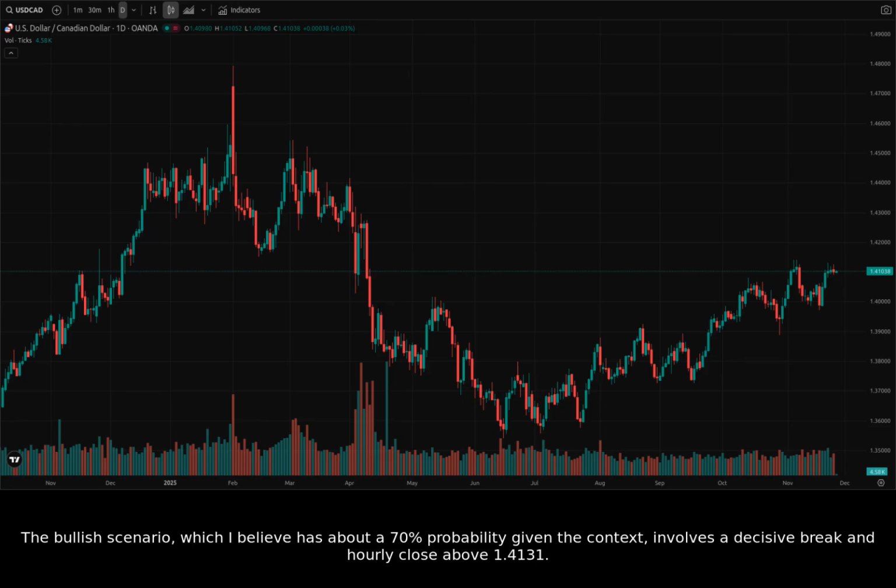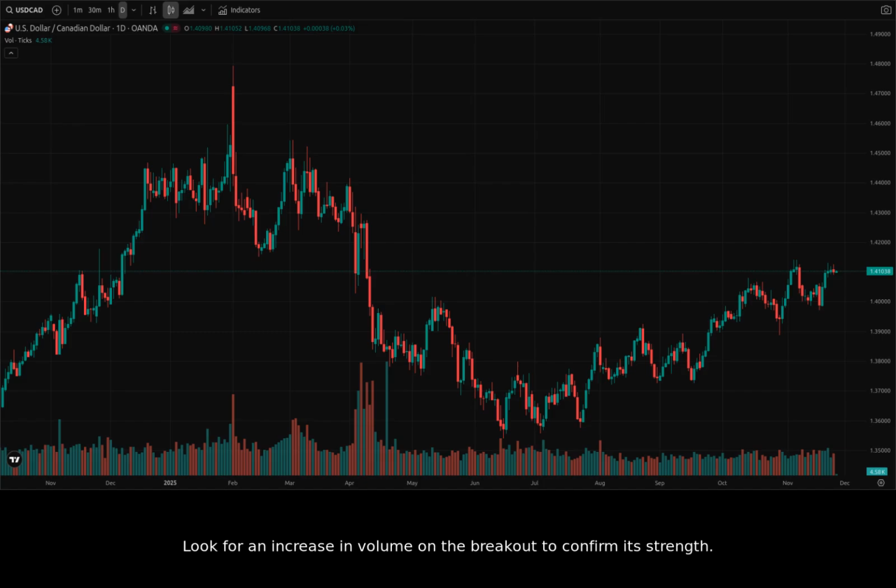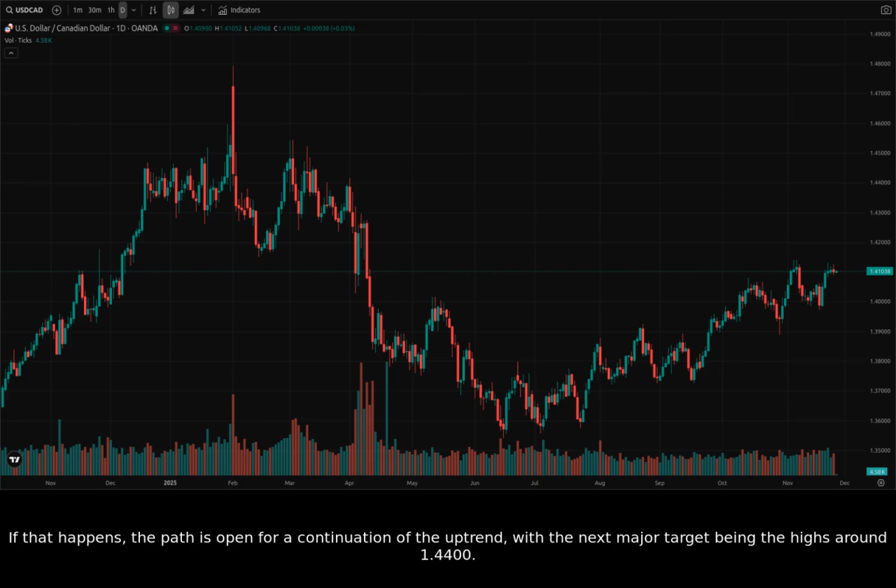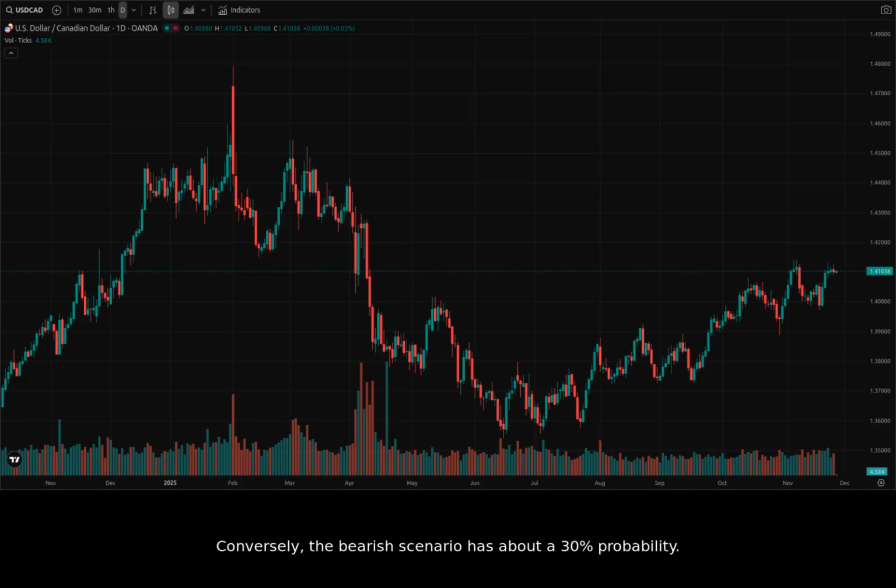The bullish scenario, which I believe has about a 70% probability given the context, involves a decisive break and hourly close above 1.4131. Look for an increase in volume on the breakout to confirm its strength. If that happens, the path is open for a continuation of the uptrend, with the next major target being the highs around 1.4400. Conversely, the bearish scenario has about a 30% probability.